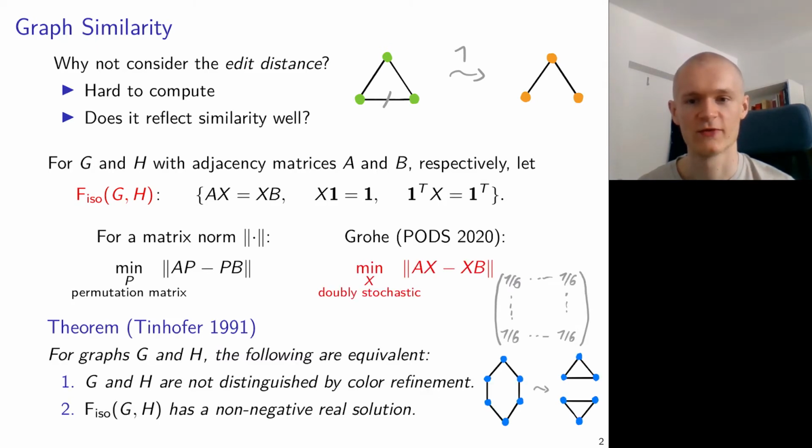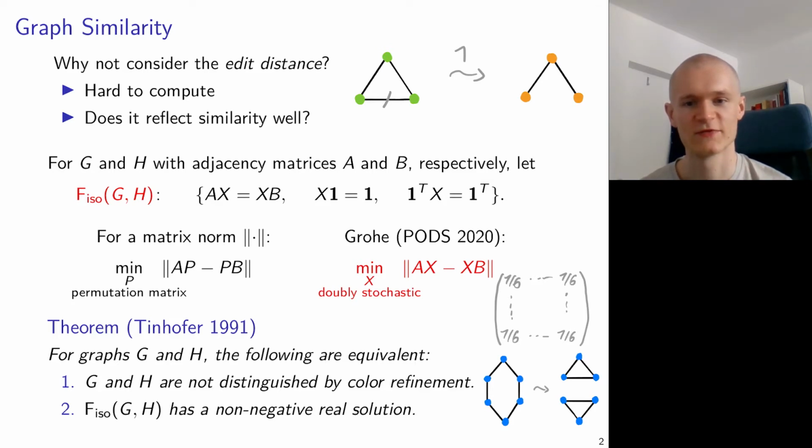And this is why Grohe proposed the relaxation from permutation matrices to doubly stochastic matrices. The set of doubly stochastic matrices is a convex set, and this yields a convex optimization problem, which, depending on the norm, you can compute using standard techniques in polynomial time. Now, Grohe didn't come up with this out of thin air, because there's actually this theorem by Tinhofer, which states that graphs are not distinguished by color refinement if and only if the system of linear equations has a non-negative real solution, and these solutions are then called fractional isomorphisms.